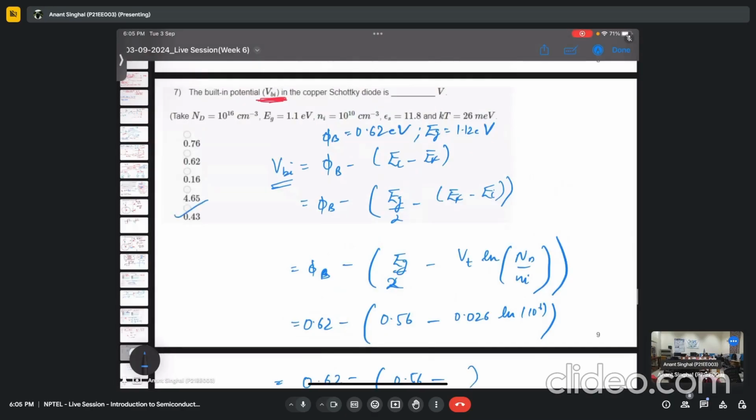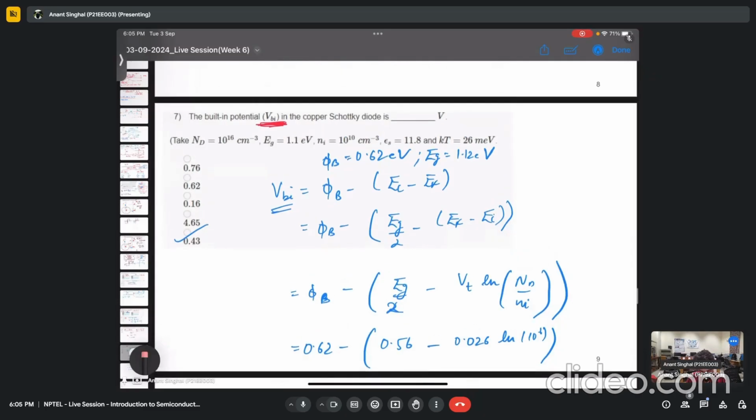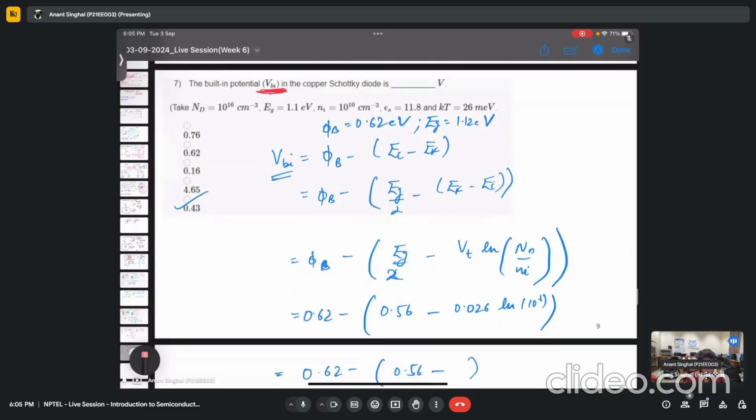That is the last option. So this is how we have got to the built-in potential. Is it fine with everyone?